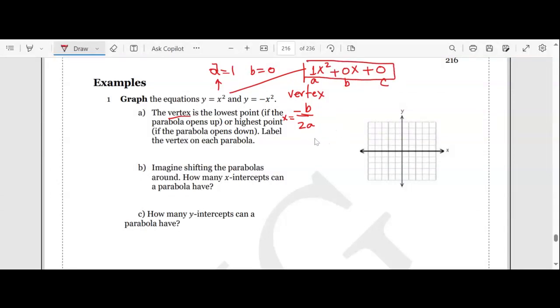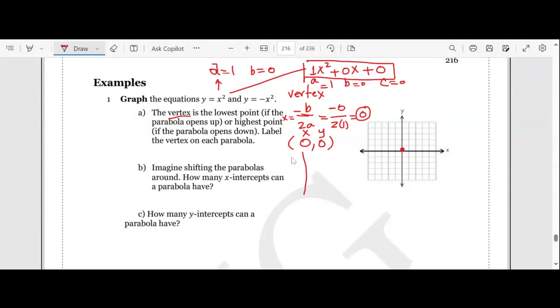How can I graph it? We said b is 0, right? Negative 0 over how much is a? 1. So how much is the value? 0. So that means 0 and 0. So your symmetry line, your vertex, is 0, 0. It's over there. This is your symmetry line. How much is c? c is 0. b is 0. a is 1.